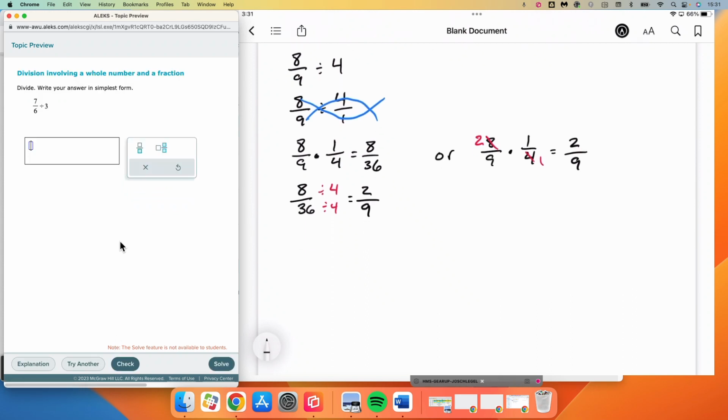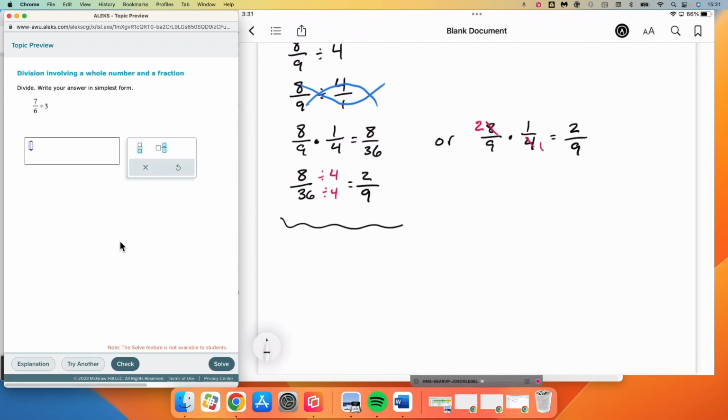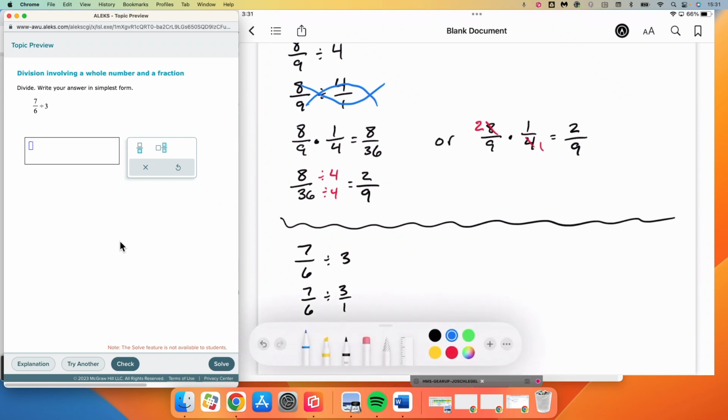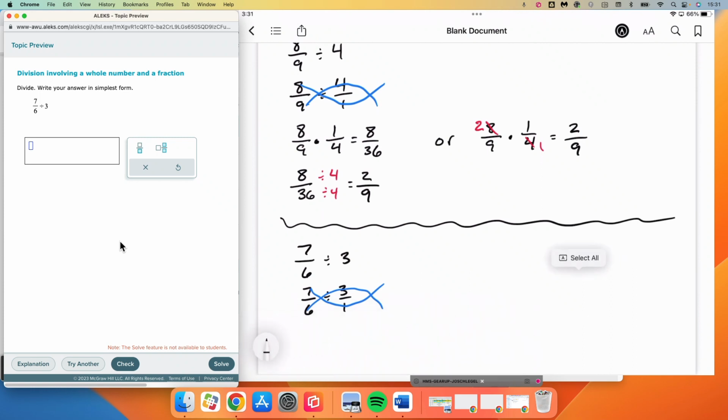Okay, and I will do one more. 7/6 divided by 3. I need to rewrite that as 3/1. Next, we whoop it. The middle number is the one that flips over and becomes multiplication. And we end up with 7/18.